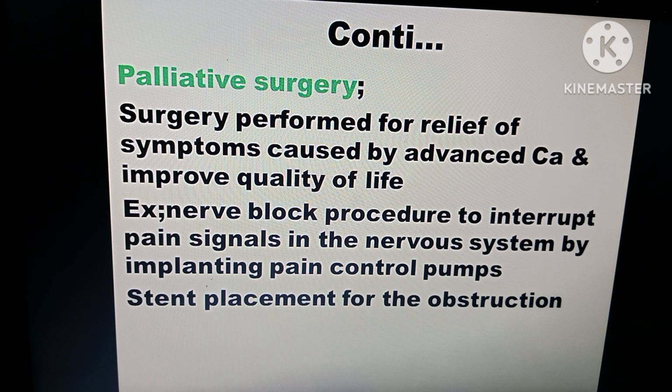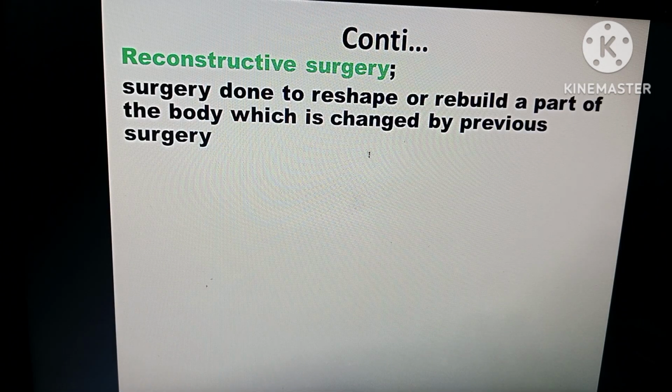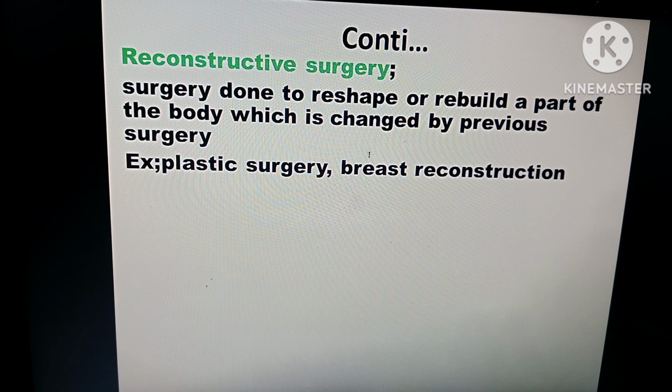In such a condition, a nerve block procedure is used to interrupt pain signals in the nervous system, by implanting pain control pumps. Sometimes due to the growth of cancer, an obstruction will be there. So stent placement means a large one, so that at least the space will be there and whatever is flowing can flow properly. Okay, the next one is reconstructive surgery. What's the meaning of reconstructive? It means constructing again. Surgery done to reshape or rebuild a part of the body which is changed by previous surgery. For example, plastic surgery, breast reconstruction.